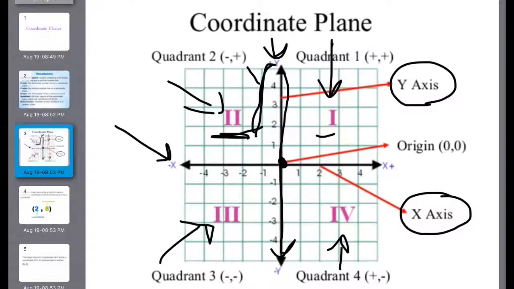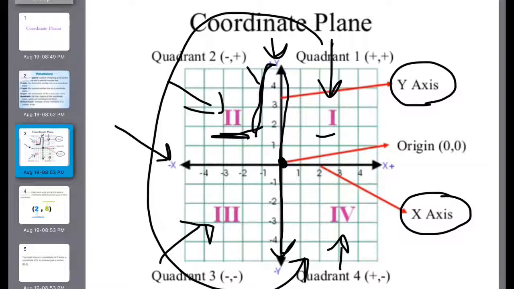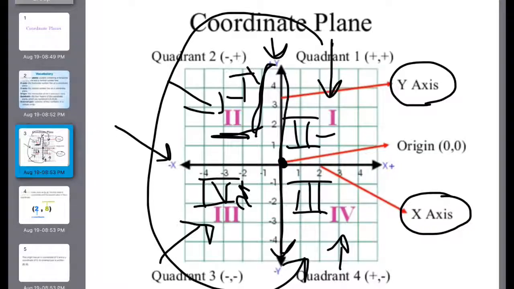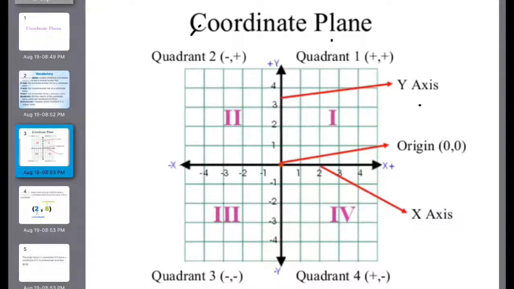This is quadrant 4. When we label quadrants, they go counterclockwise, which is a little bit unique because most of the time my students want to go clockwise. So they'll often call this quadrant 1, quadrant 2, quadrant 3, quadrant 4, and that is incorrect. So be very careful when you are labeling your quadrants that you go counterclockwise, not clockwise like you probably are used to.